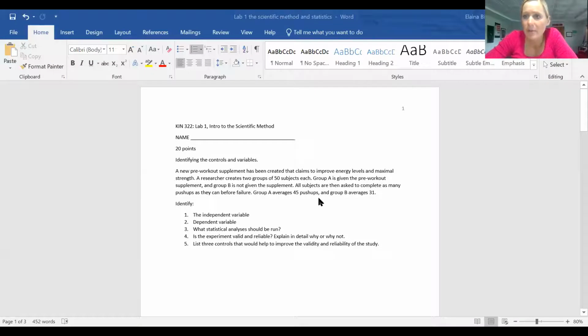Here we go. Okay, so our first lab is just an intro to the scientific method and understanding how to use scientific writing when you do your results statements and things like that. We'll talk in greater detail about this when we get into our lab reports, and you'll be required to write in APA format and those types of things.